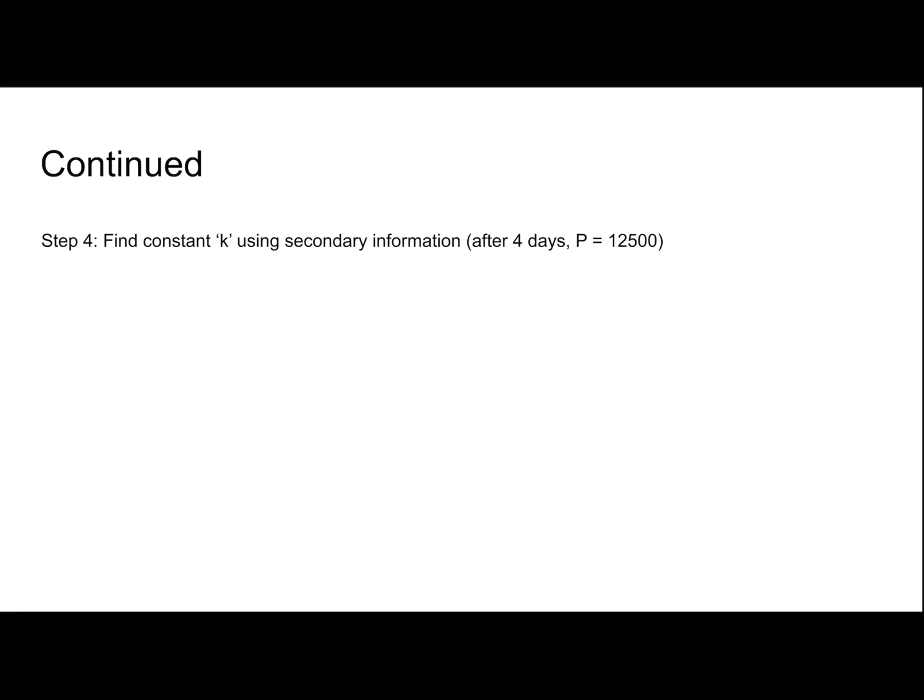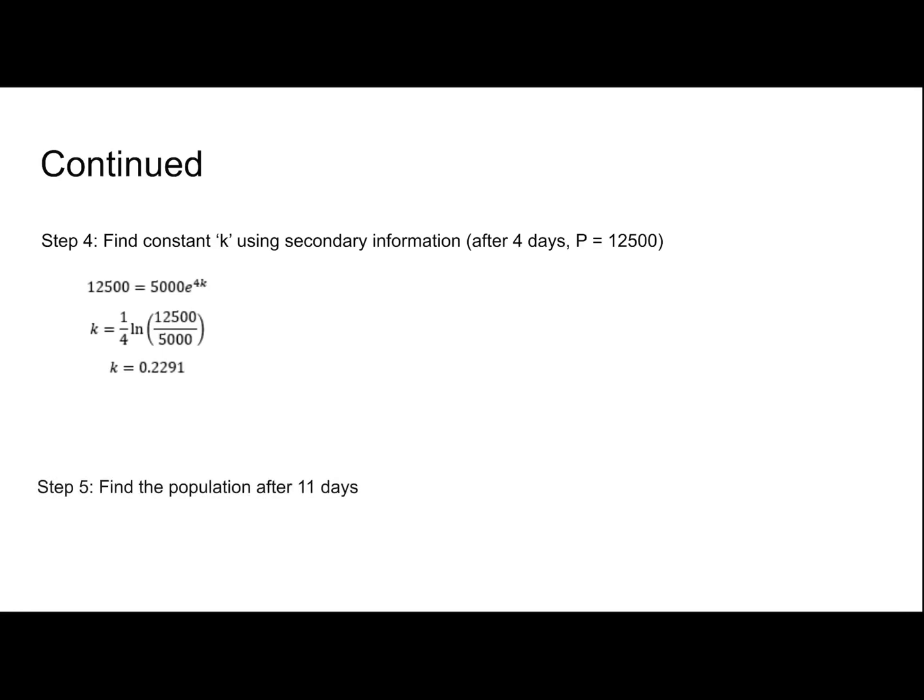Step 4, we need to find the constant k using the secondary information, which was given that after 4 days, the population size was 12,500. So we're going to substitute those numbers in. So 12,500 equals 5,000 times e to the power of 4k. Therefore, if we rearrange, we should find that k equals a quarter times ln of 12,500 over 5,000, which should give us a k value of 0.2291.